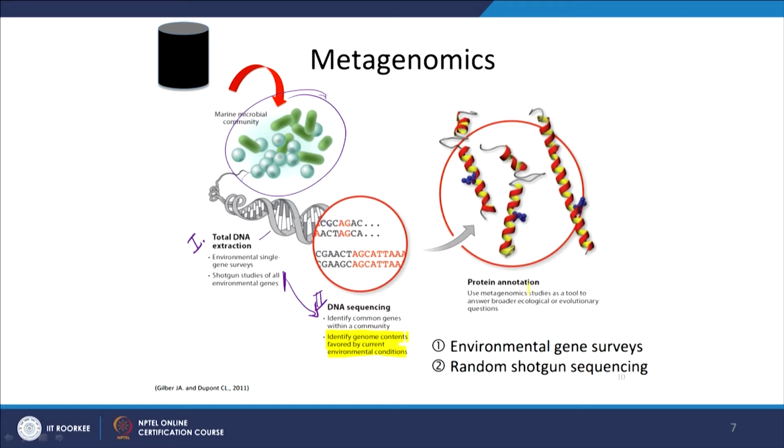Next is protein annotation. Okay, now you have sequences, you are pretty sure where they are coming from, you know how to deal with them. The next step is very difficult, it's called protein annotation. Again, you use metagenomic studies as a tool to answer broader ecological questions. So you use whatever information and tools you have in your hand to answer broader questions on ecology, and here it says evolutionary, but just environmental microbiology.